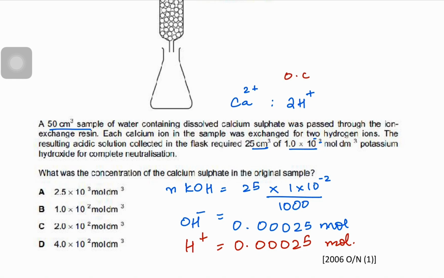So 0.00025 will be equivalent to half of it because calcium is literally half. So it's going to be 0.000125. This is the moles of calcium.